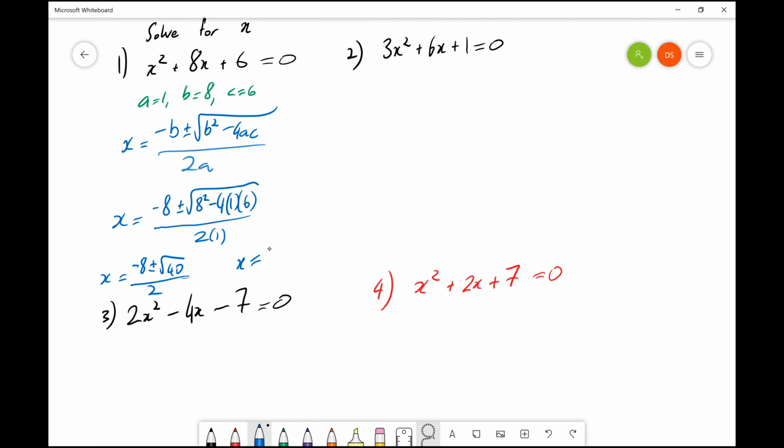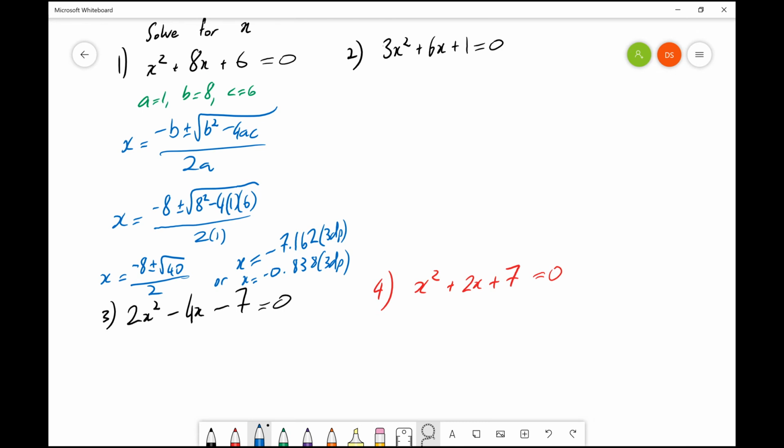So x equals negative 7.162 to 3dp, and x equals negative 0.838 to 3dp. And can you just quickly comment in the comments if you've got those two answers? That'd be really wonderful.